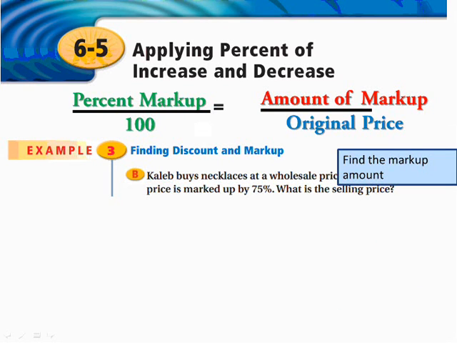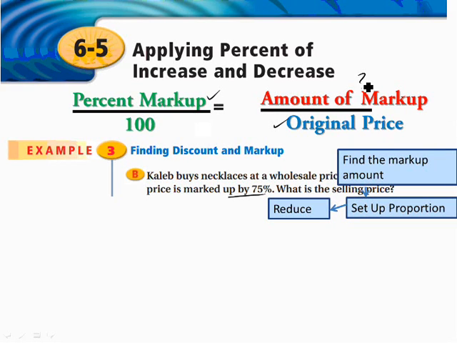So this time we need to find the markup amount because we know the percent markup, it's given here, 75%. We know the original price. The wholesale price is $48. What we don't know is the amount of markup. Let's find that just as we found the amount of discount by setting up a proportion.